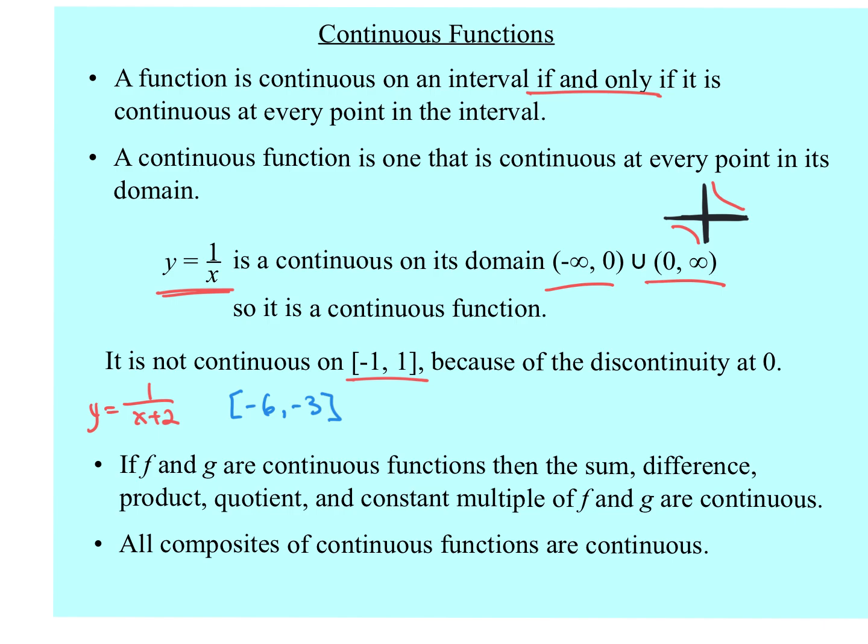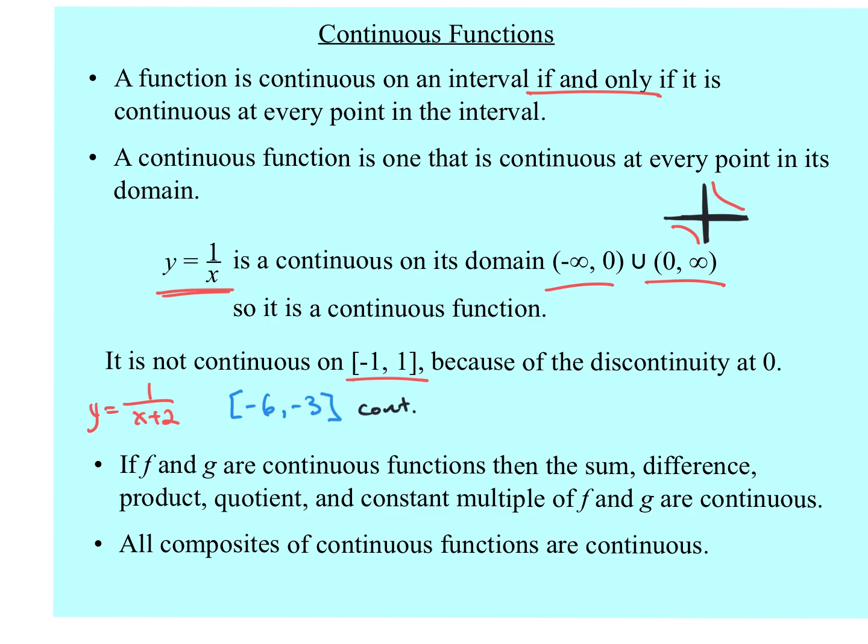No, because there'd be a hole when x equals negative 2. It's not a hole, but it's actually a vertical asymptote at negative 2. However, is negative 2 on my interval there? No. So on this interval, is it continuous or not? Yes, it's continuous. So it is continuous on this interval.